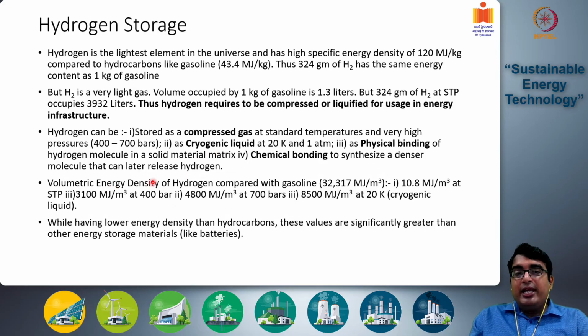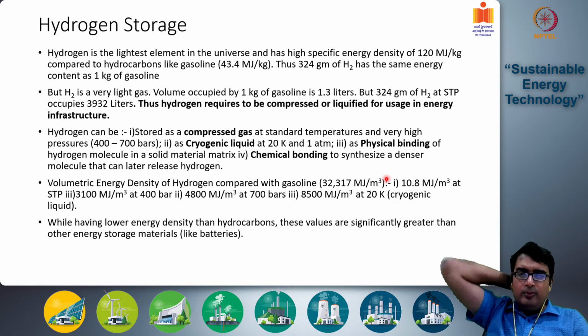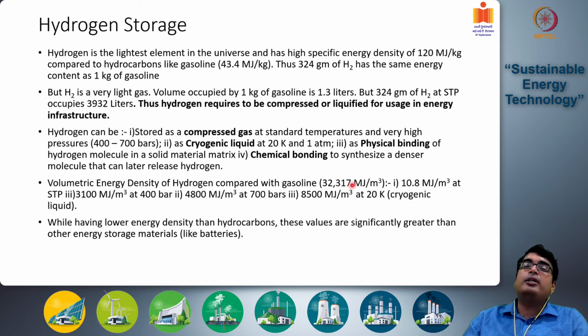So the volumetric energy density of hydrogen compared to gasoline can be looked at. Okay. So this is the specific energy density, megajoules per kg, of 120 to 43. Now gasoline's volumetric energy density is 32,317 megajoules per meter cube. Okay. So 1 meter cube of gasoline by volume will store 32.3 megajoules of energy, quite a lot of energy.